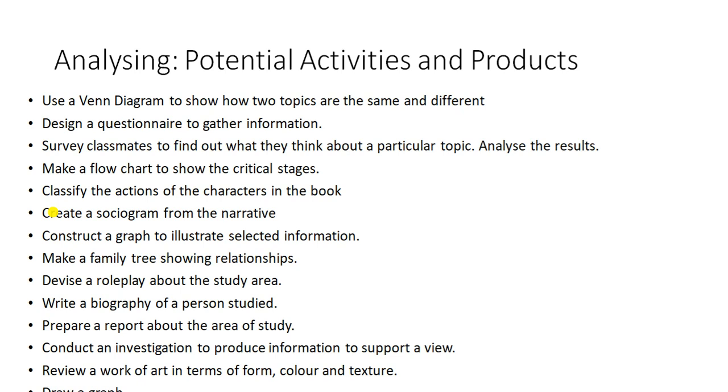Analyze the result. Make a flowchart to show the critical stages. Classify the actions of the characters in the book. Create a sociogram from the narrative. Construct a graph to illustrate selected information. Make a family tree showing relationships. So these are certain questions or activities that we can ask the students to know about it.